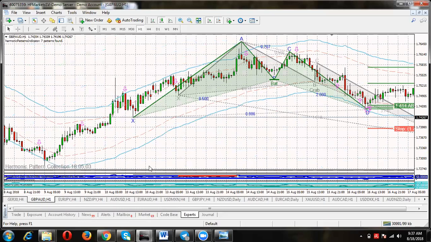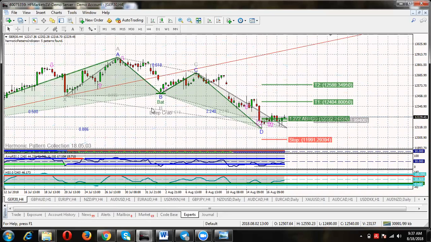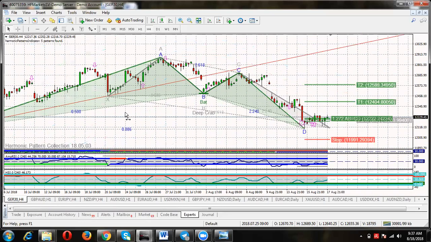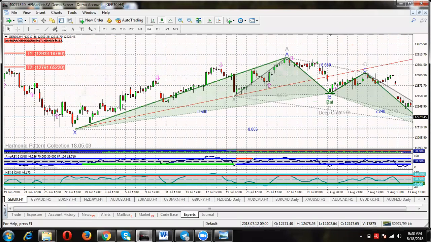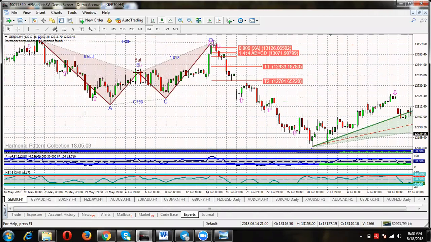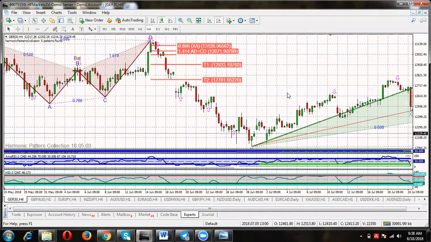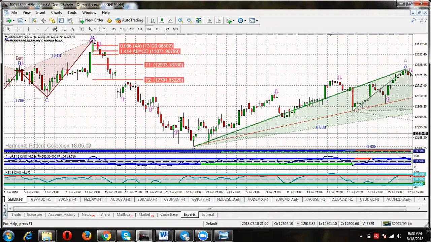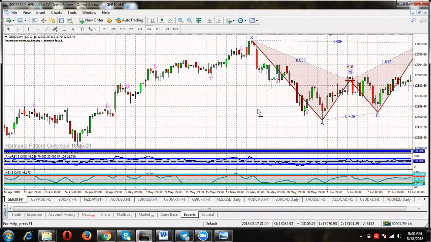This is a pair I love a lot, German indices, D30. We already have a buy signal for this, with the stop, the entry zone, and the take profit zone given. We took a sell on this pair two weeks back, and it crushed TP1, crushed TP2, and it kept going. So the Harmonic scanner is a smart tool you should have, and it just makes your life easy.